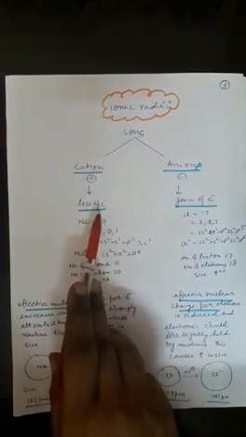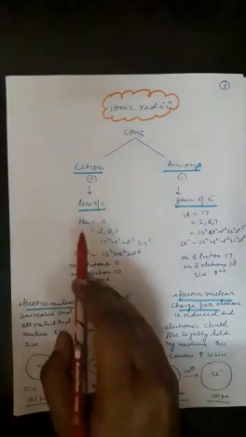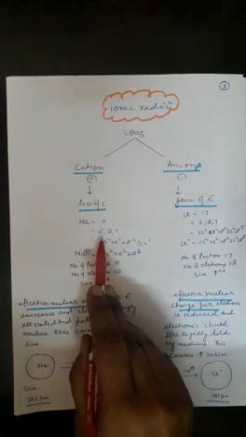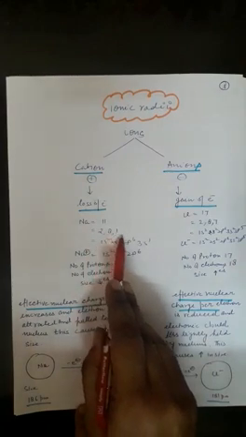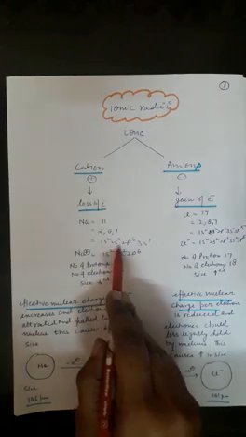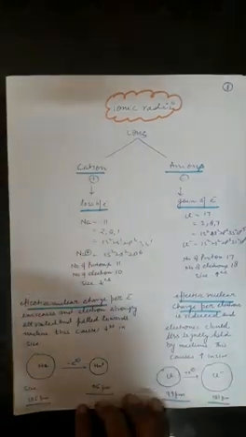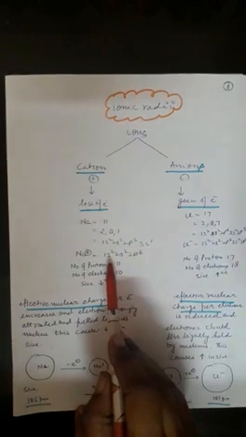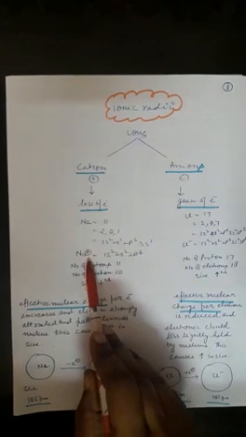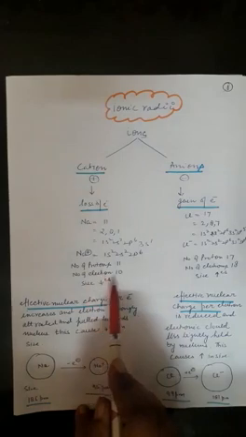That means cations are formed by loss of electrons, and anions by gain of electrons. Let's take the example of sodium. Sodium has 11 electrons and its electronic configuration is 2, 8, 1, and in sequence 1s2, 2s2, 2p6, 3s1. When one electron is lost, its electronic configuration is 1s2, 2s2, 2p6. At that state, the number of protons remains the same but the number of electrons decreases.